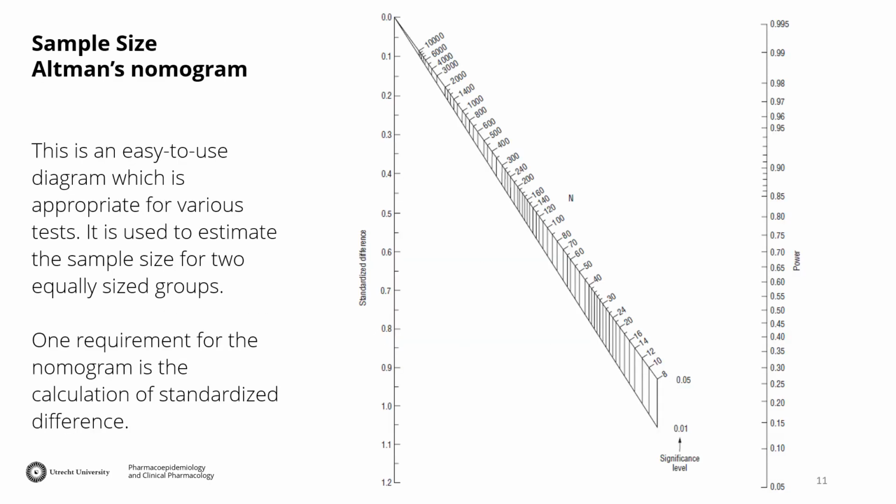So if we start with Altman's nomogram, it looks like this. You have this figure with the standardized difference on the left side, and then you have the power on the right side. This is a very easy to use diagram, which is appropriate for various tests. It is used to estimate the sample size for two equal sized groups. However, one requirement for the nomogram is to calculate the standardized difference, and there are formulas to do that, which I'll also go through.